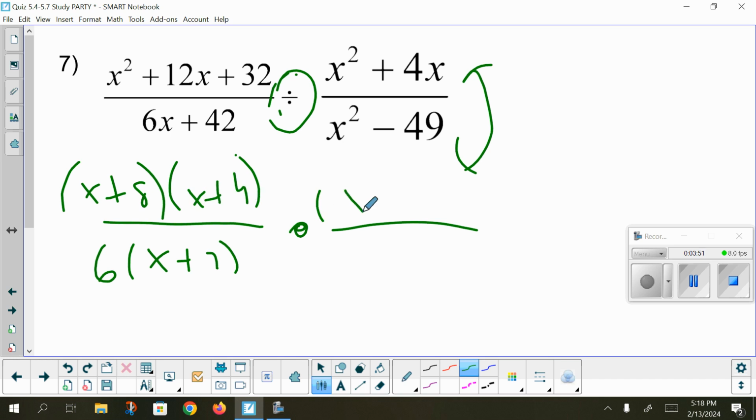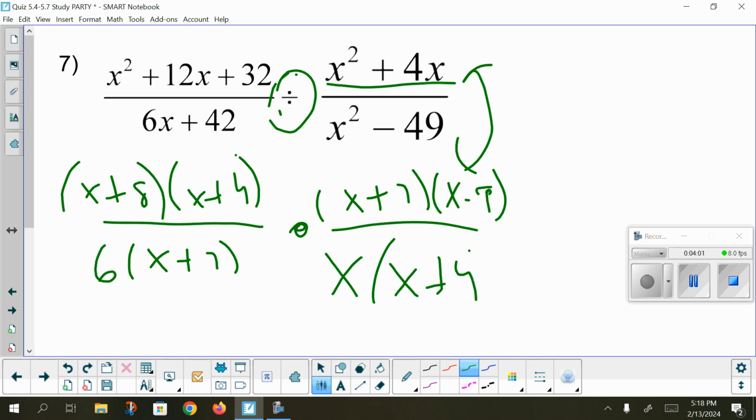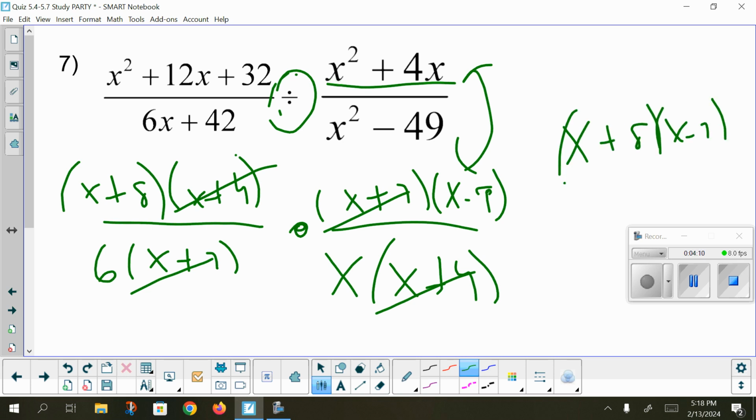When I flip this, it's going to be x plus 7, x minus 7, because that's the difference of perfect squares. That's a 7. And then this here will be on the bottom, and it has a common x. I think the x plus 4s can go away. I think the x plus 7s can go away, and that's about it. So x plus 8 on top with x minus 7 on top, a 6, and an x on the bottom.